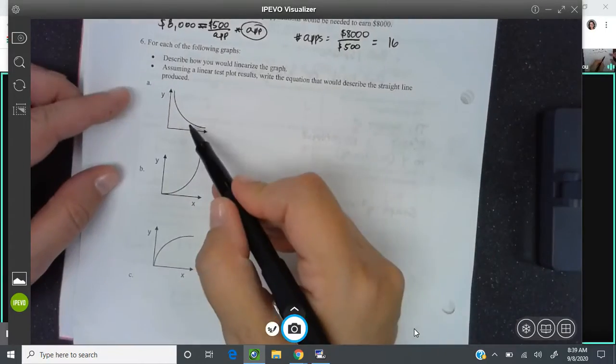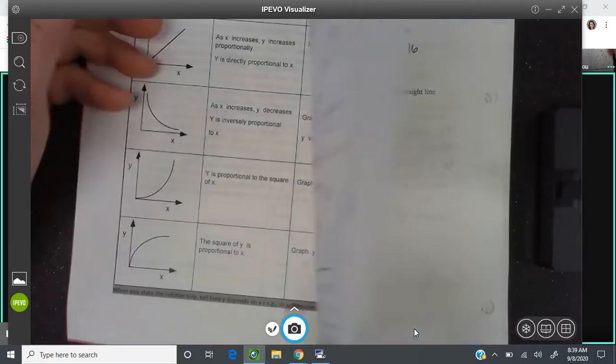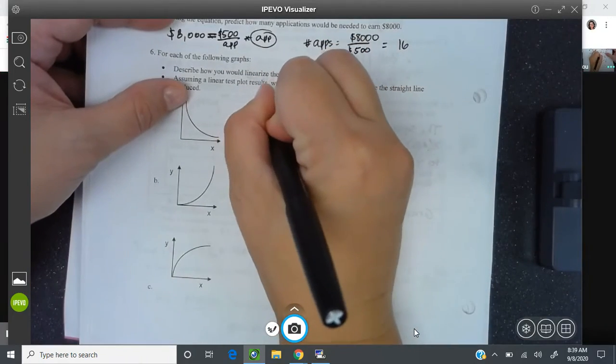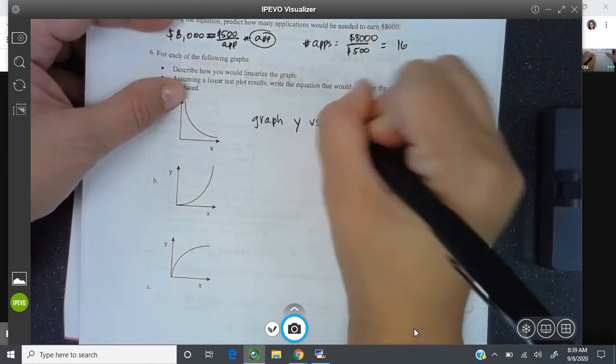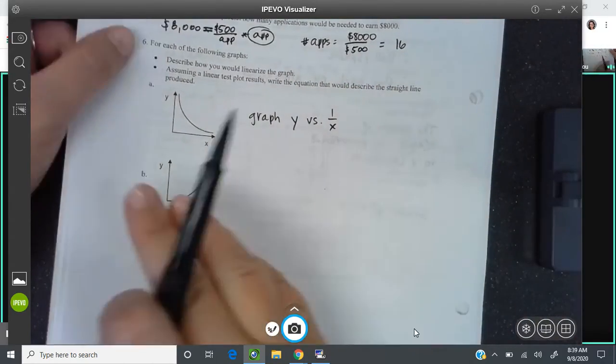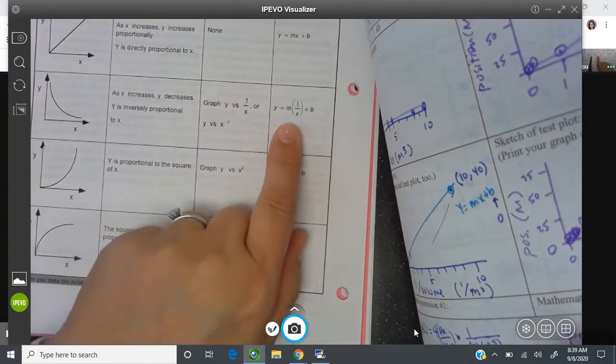So if I have a graph that looks like this, what I'm going to need to do is graph y versus 1 over x. And then when I do that, the equation that I'm going to end up with is going to be something like this.